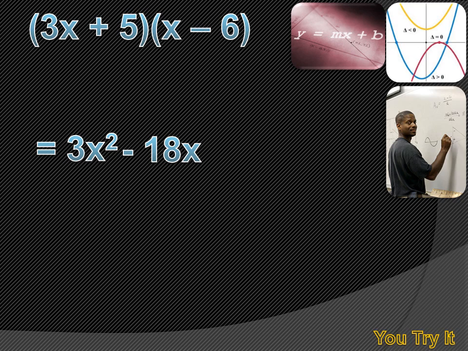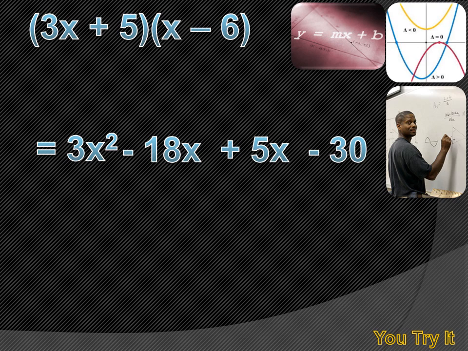Now, F-O-I, inside. I'm going to take the two inside terms, the plus 5 and the x, and I'll multiply those times each other, and I'll get plus 5x. And then F-O-I-L, L, last. I'm going to take the last terms and multiply them by each other. Plus 5 times minus 6 is minus 30.